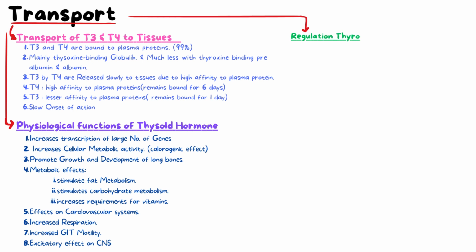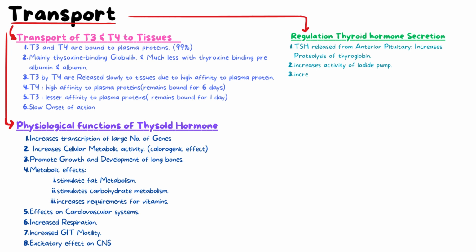Now talking about the regulation of the secretion of the thyroid hormone. TSH is released from the anterior pituitary gland. As a result, it increases the proteolysis of thyroglobulin. It also increases the activity of the iodide pump, increases the iodination of the tyrosine residues, increases the size and the secretory activity of the thyroid cells, and increases the number of the thyroid cells.